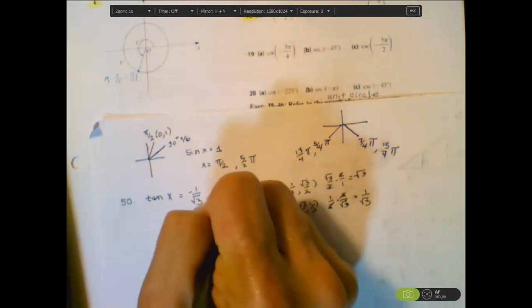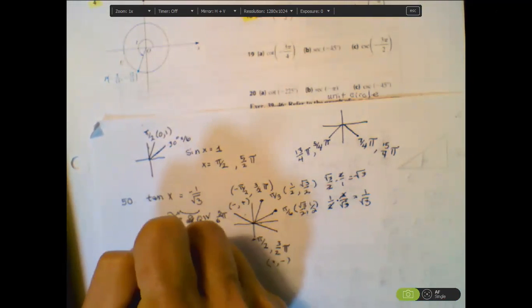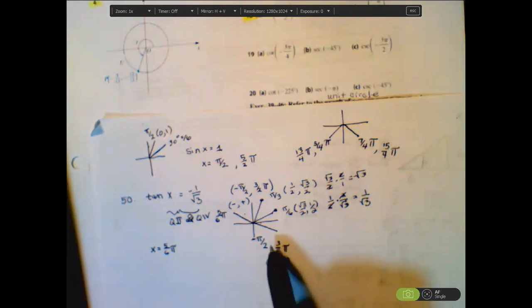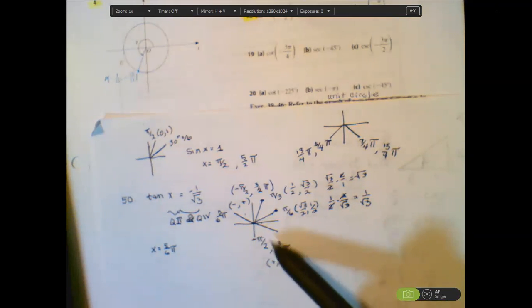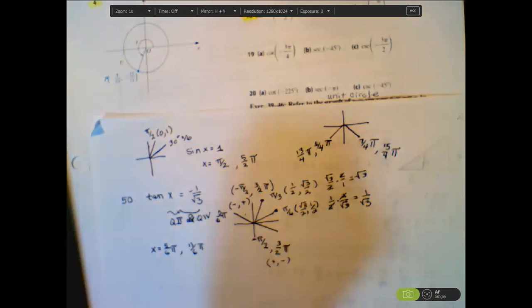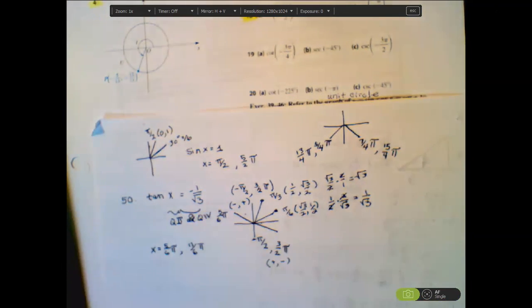That's exactly right. We finally found one of the answers. And 5 pi over 6, the other one is just 11 pi over 6. All right, 5/6, 6/6, 7/6, 8/6, 9/6, 10/6, 11/6. So in one revolution of the unit circle, there are 2 angles that have a tangent of this.